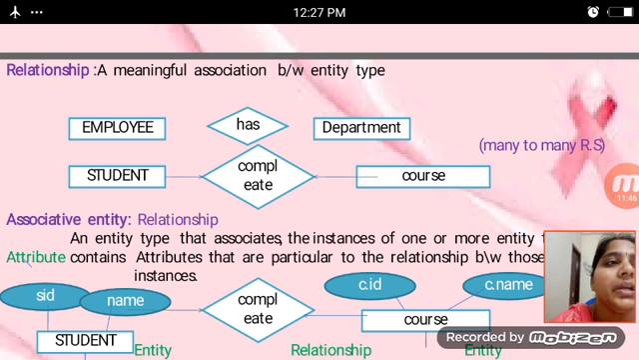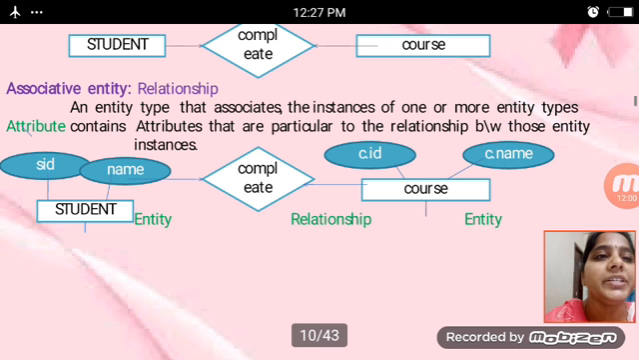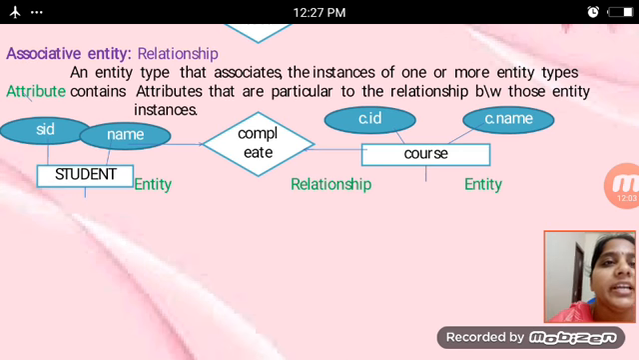A student completes courses, which is a many to many relationship. One student will be there, and one student completes many courses. That's why we call it a many to many relationship. After that, the associative entity. An associative entity is an entity type that associates the instances of one or more entity types, with attributes that are particular to the relationship between those entity instances. I am going to explain this clearly.